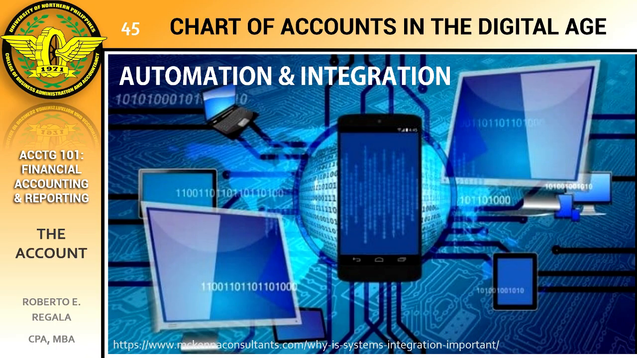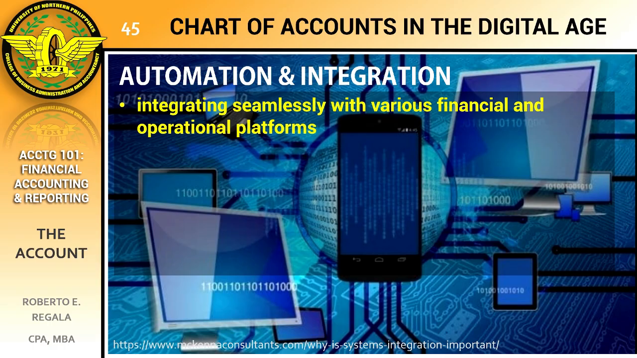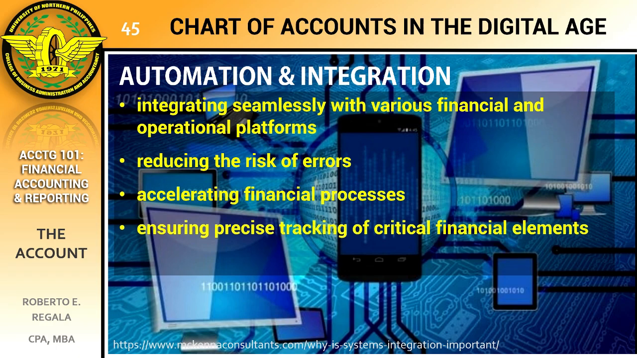Automation and integration. With the rapid advancements in accounting software and digital tools, the traditional chart of accounts has evolved into a dynamic and interconnected system. These modern solutions allow the COA to seamlessly integrate with various financial and operational platforms, enabling automated transaction posting and providing real-time financial reporting. This shift toward automation offers numerous benefits. It significantly reduces the risk of errors caused by manually selecting account codes, accelerates financial processes, and ensures precise tracking of critical financial elements, such as expenses, revenue, assets, liabilities, and equity.